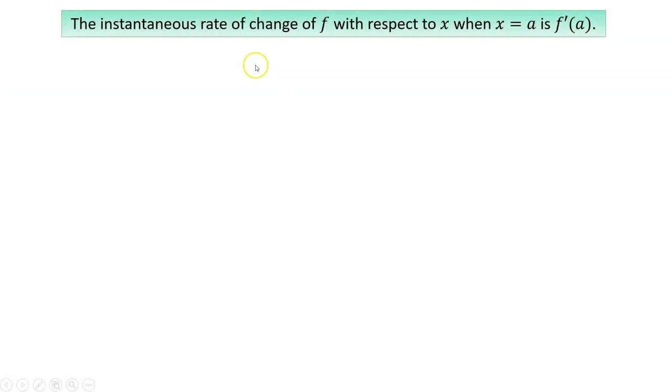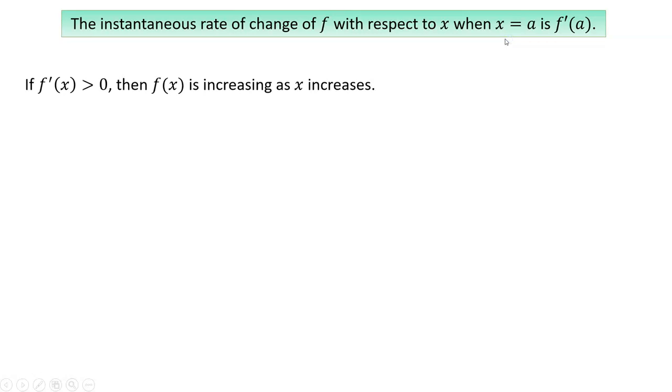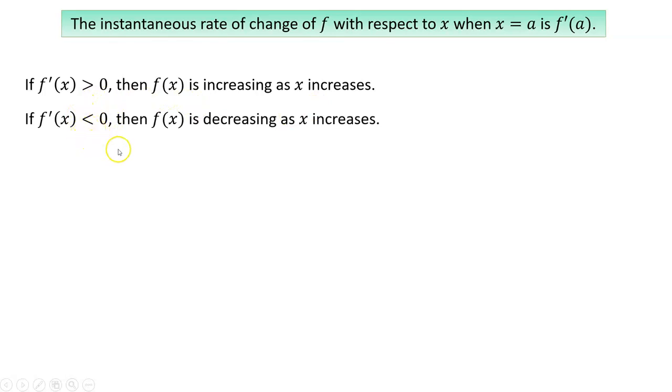Quick reminder that the instantaneous rate of change of f with respect to x when x equals a is f dash of a. So we differentiate and then you substitute the value of x at that point in. And just a note when it comes to explaining your answers in the context of the question, if our f dash of x is greater than 0, i.e. your gradient is positive, then f of x is increasing as x increases. If f dash of x is less than 0, i.e. we've got a negative gradient, then f of x is decreasing as x increases.